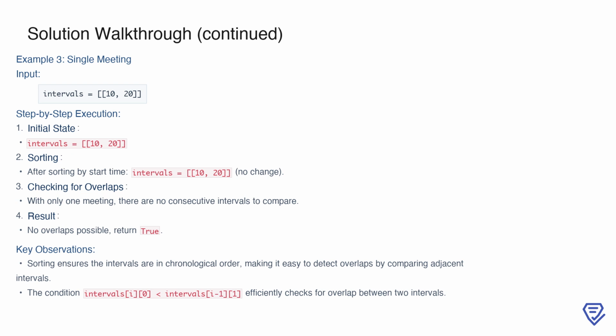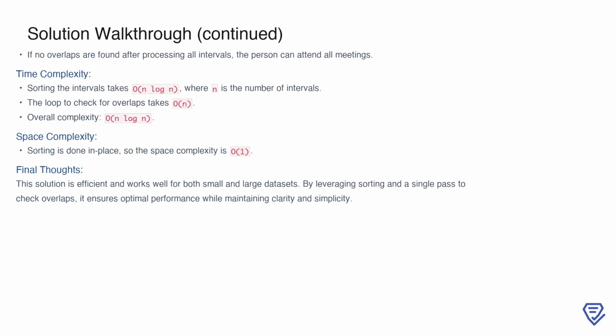If the start time of an interval is less than the end time of the previous interval, an overlap exists. This approach is both clear and effective. If no overlaps are detected after processing all intervals, it means the person can attend all meetings.